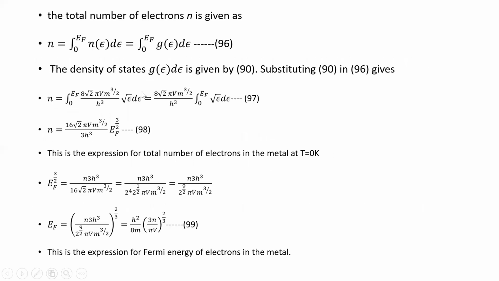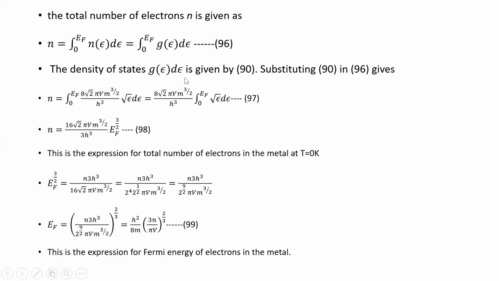So the total number of electrons N is given as the integral from 0 to EF of N(E) dE. We know that when E is greater than EF, N(E) will be 0. So at absolute zero temperature, the total number of electrons can be obtained from this integration. And since N(E) is equal to g(E), we shall write this equation, the integral from 0 to EF of g(E) dE.